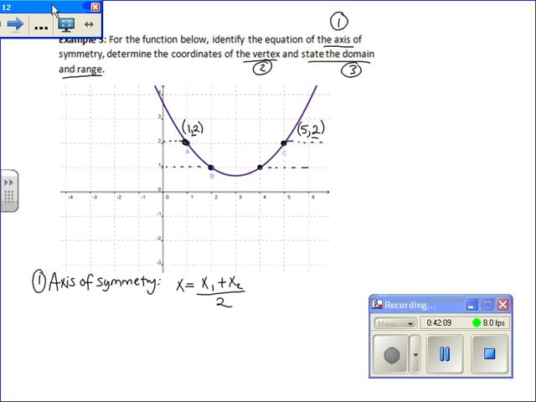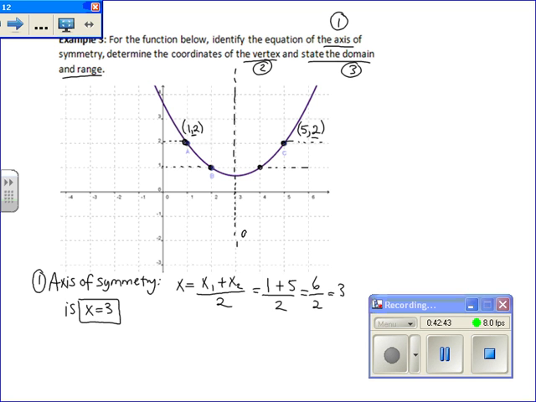So I'm going to find the average. It's going to be 1 plus 5, and the average is to add them together and divide them by 2 because it's halfway in between them. So that's going to give me 6 over 2, which is equal to 3. So the equation of the axis of symmetry is x equals 3. The axis of symmetry runs right through the point x equals 3. And that looks like exactly what we would have estimated anyways.